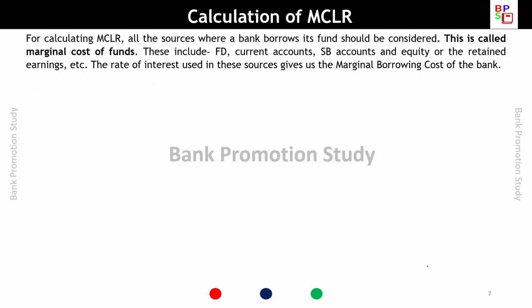Calculation of MCLR. For calculating MCLR, all the sources where a bank borrows its funds from should be considered. This is called the marginal cost of funds. These include FD, current account, SB accounts, and equity or the retained earnings. The rate of interest used in these sources gives us the marginal borrowing cost of the bank.